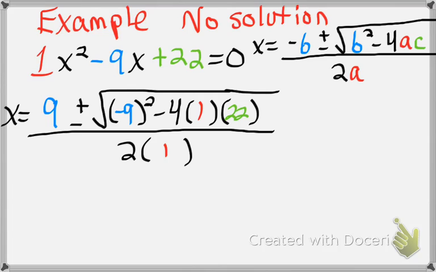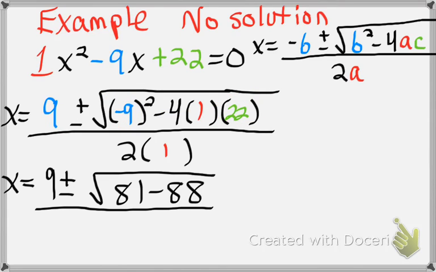Okay, now follow the order of operations on the inside. 22 times 1 is 22. 22 times negative 4 is negative 88. And then negative 9 squared is positive 81. So you have 81 minus 88. Oh, that might be negative. And the bottom is 2 times 1 is 2.